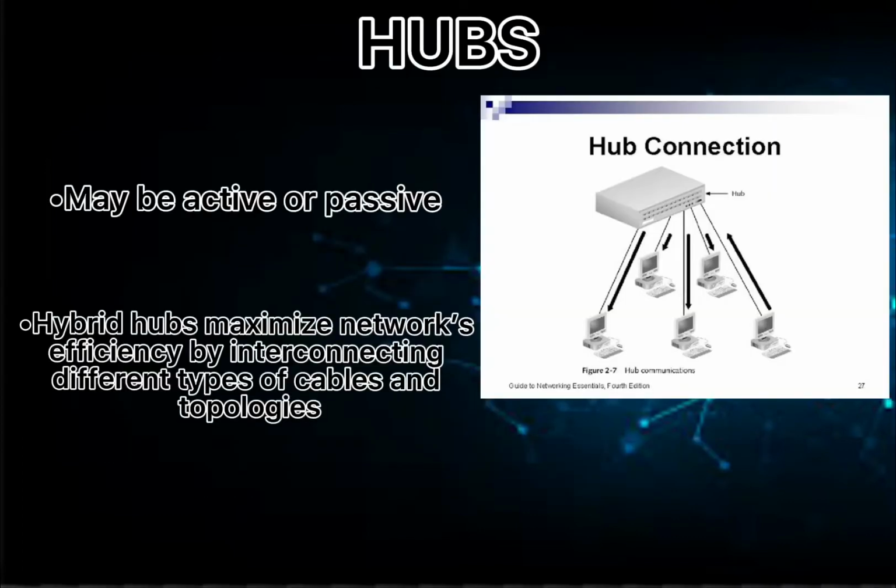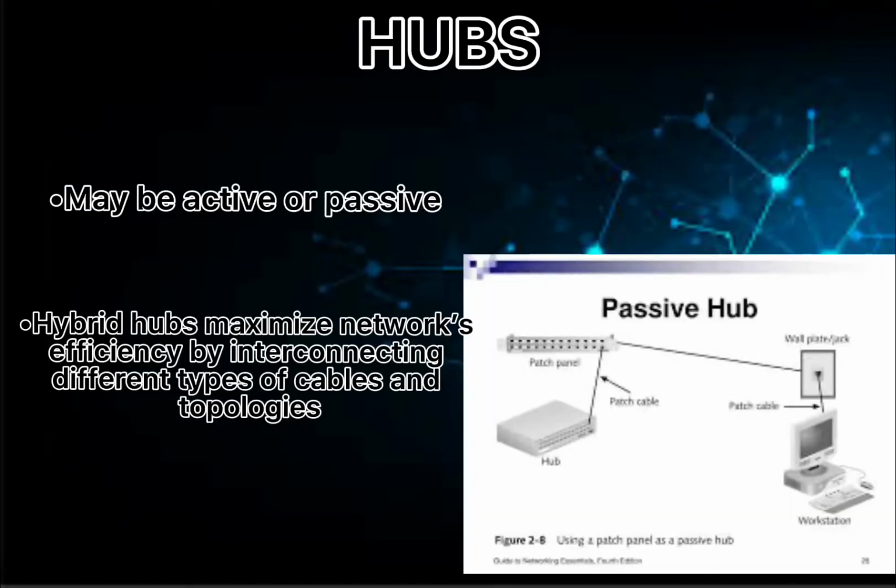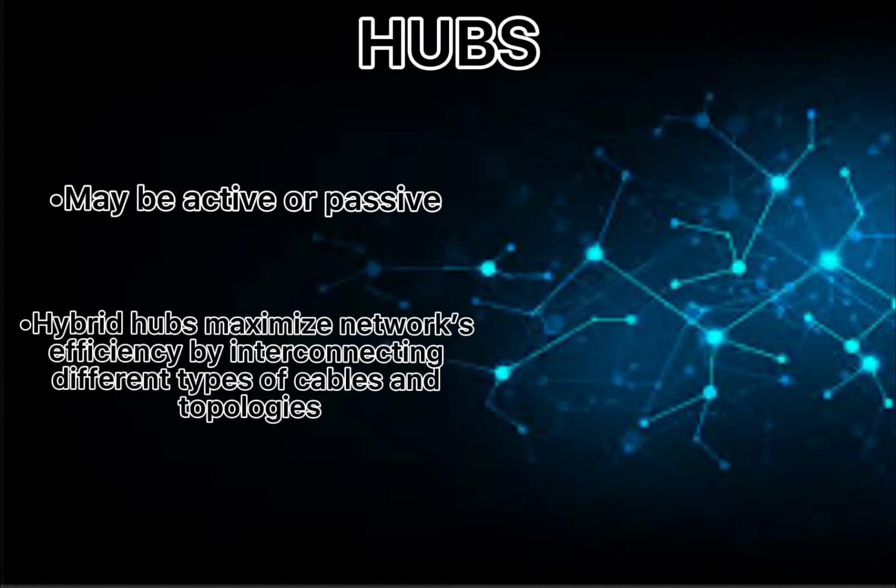Hubs. As mentioned, a hub is a central point of concentration for a star network. There are two types of hubs, active and passive. An active hub, also called a multiport repeater, regenerates the signal and passes it along. A passive hub is simply a central connection point with no amplification or regeneration. Hybrid hubs maximize network efficiency by interconnecting different types of cables and topologies.